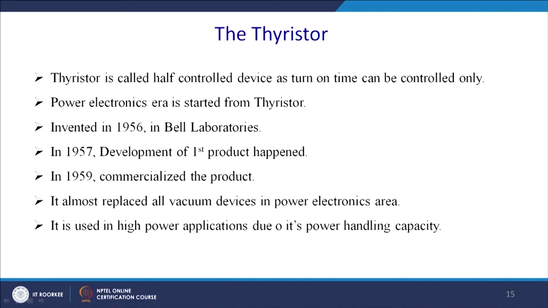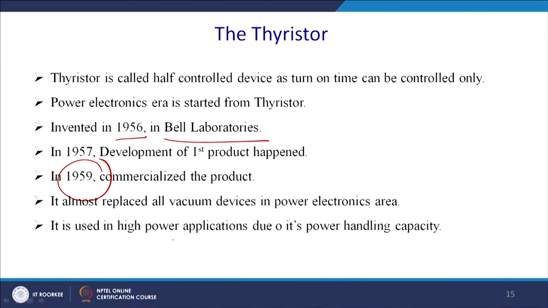So, these are the few pieces of information we shall take away. It was the same lab where transistors were discovered. It was invented in 1956 in Bell Laboratories and first came into production a year later, in 1957. So, it is almost 60 years, and commercially it was available 1 year later, and it basically replaced all the vacuum power devices.